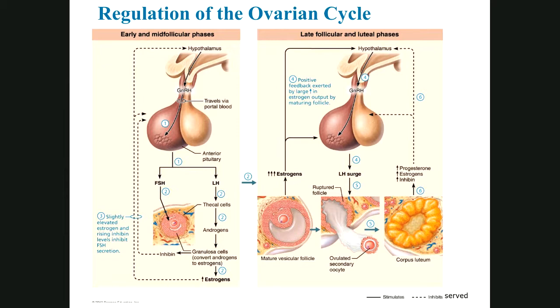The FSH stimulates, if you look at it, those granulosa cells. And when it stimulates the granulosa cells, they will release estrogen. But the LH will act on the theca cells of the follicle to produce androgens, which the granulosa cells will convert into estrogens. High levels of estrogen trigger the release of the stored LH and FSH by the anterior pituitary at mid cycle.